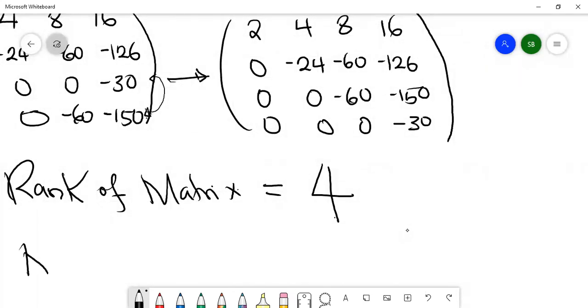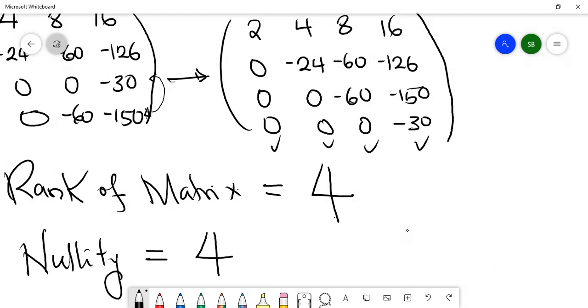As I mentioned, the formula: nullity is the number of columns of this matrix minus the rank of the matrix. Let's count the columns: 1, 2, 3, 4. 4 columns minus the rank of the matrix, which is 4. So 4 minus 4, the nullity will become 0. And it is as simple as that.